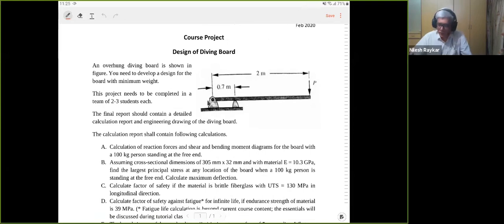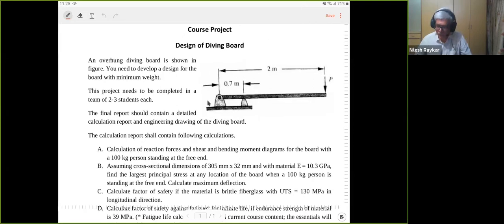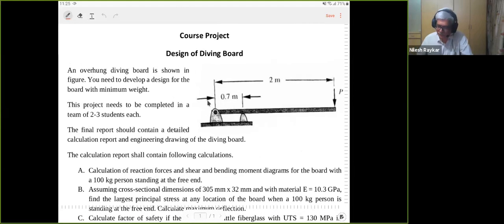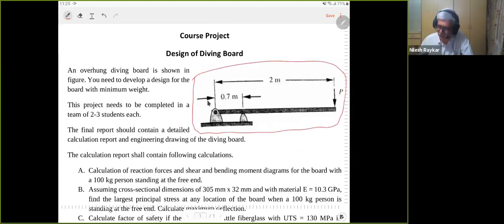Okay, so here we are talking about the course project, and we already discussed in the two batches in their tutorial classes a full discussion on this topic, or rather most of the topics, but let me just quickly recap. So in this project, you have to optimize the design of a diving board.